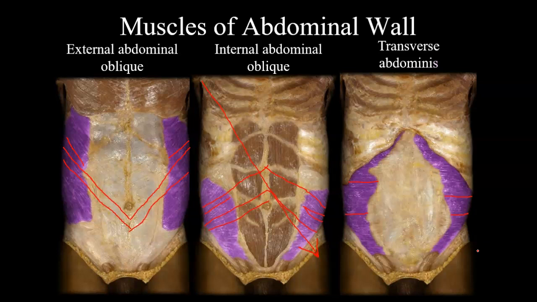If we want to stabilize the lumbar spine, for instance, the transverse abdominis can contract and increase the intra-abdominal pressure, or the pressure inside of the abdominal cavity. When that happens, all that pressure building up helps to actually stabilize the spine.